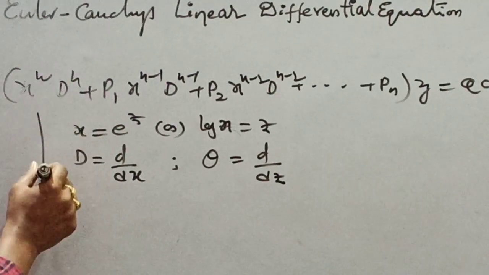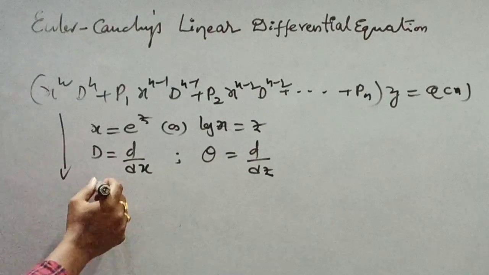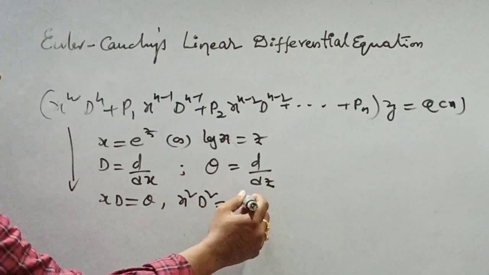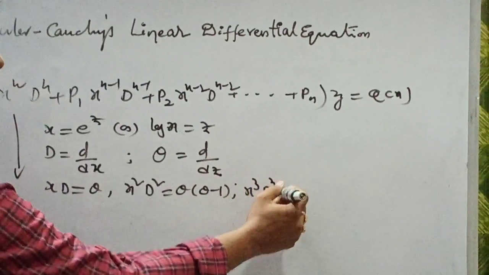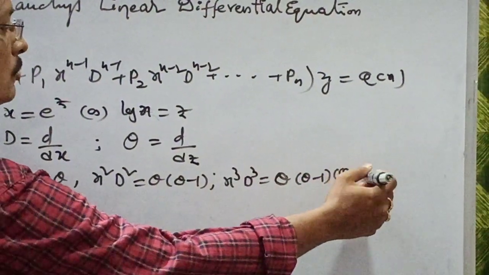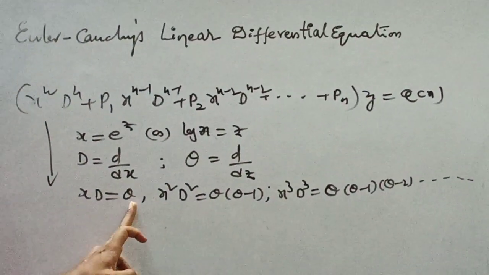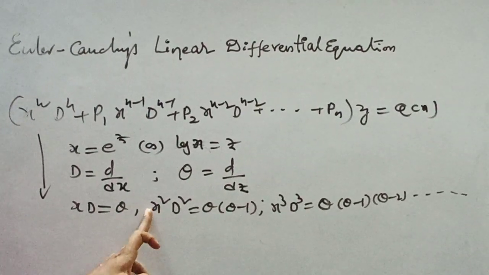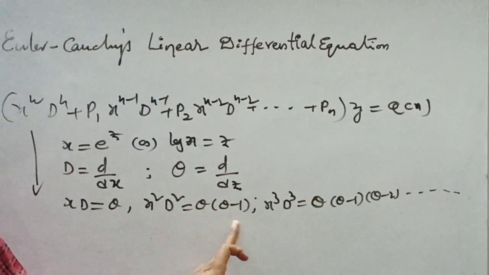Okay, now this form reduces, on simplification, to: we know xD equal to theta, x square D square equal to theta into theta minus 1, x cube D cube equal to theta into theta minus 1 into theta minus 2, and so on. Okay, so the differential operator with variable coefficients reduces to a differential operator with constant coefficients. You can observe.